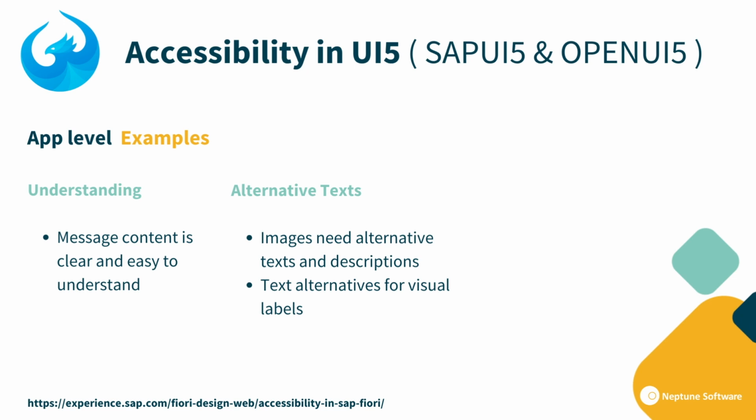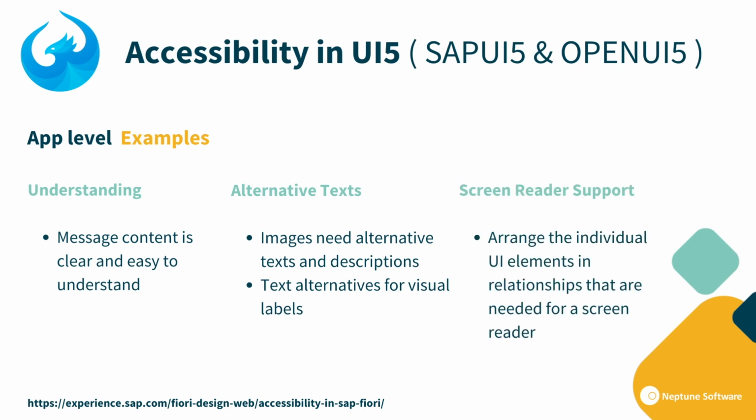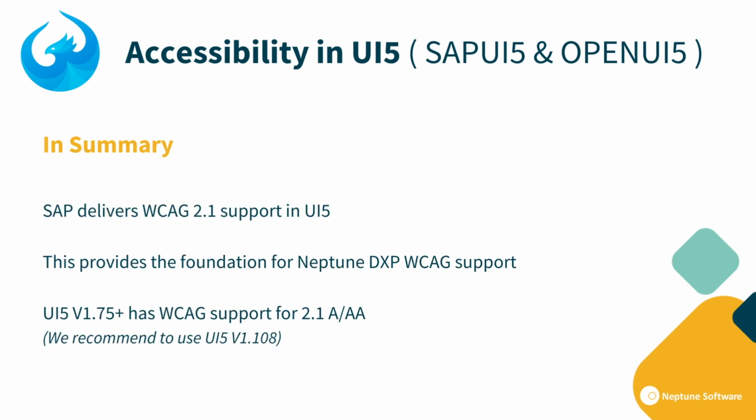Alternative texts: images need alternative text and descriptions, and text alternatives should be provided for visual labels. Also, for screen reader support, it's the developer's task to arrange the individual UI elements in a relationship that is needed for the screen reader.